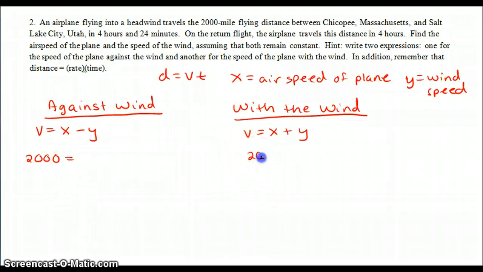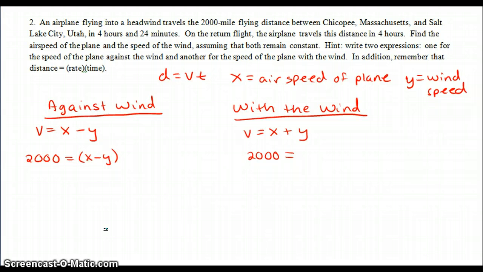Okay, and then over here we could also write 2,000 equals, because our distances are the same. Okay, our velocity is going to be x minus y. Okay, I'm going to put that in parentheses because I'm going to be multiplying it by the time. Now against the wind, it says it takes 4 hours and 24 minutes. So we don't really want to use minutes here because it's asking for the speed, and that's going to be in miles per hour. So I'm going to convert 24 minutes into hours.